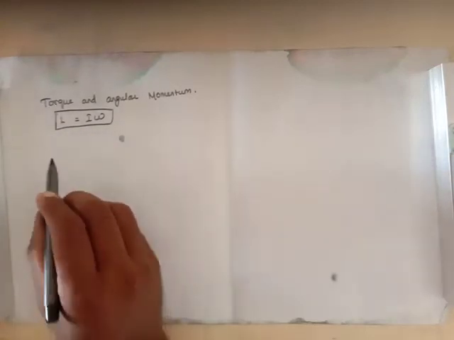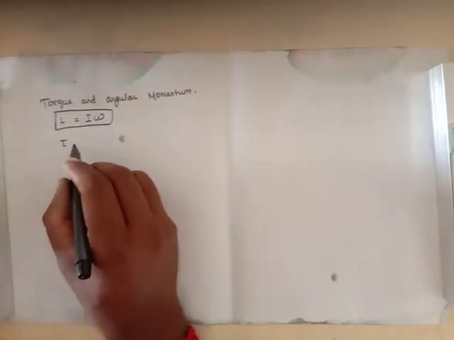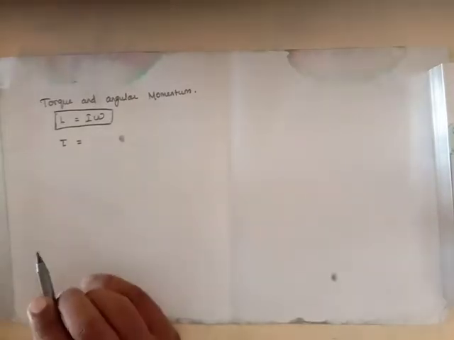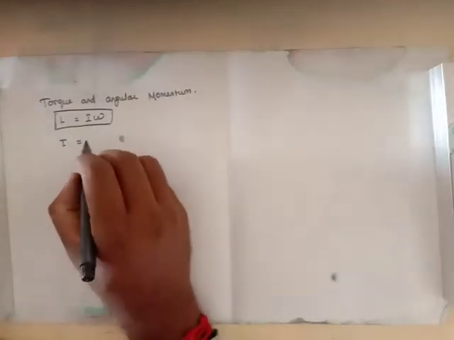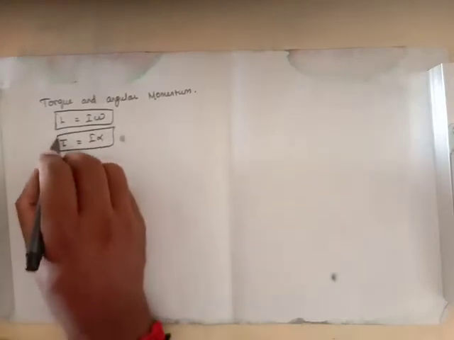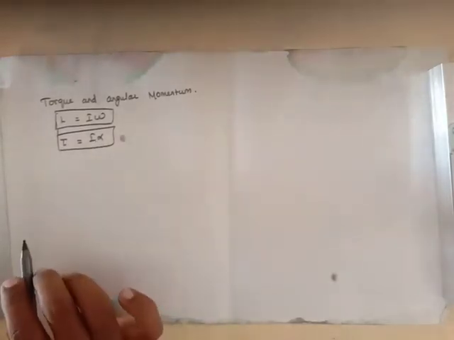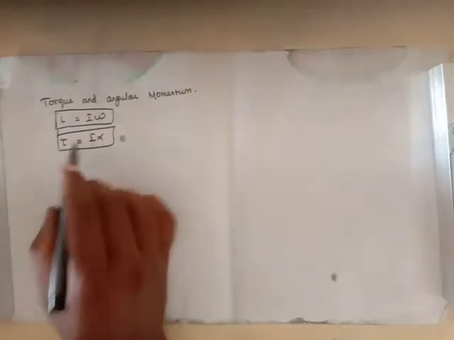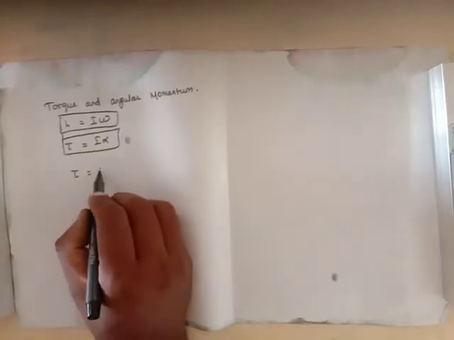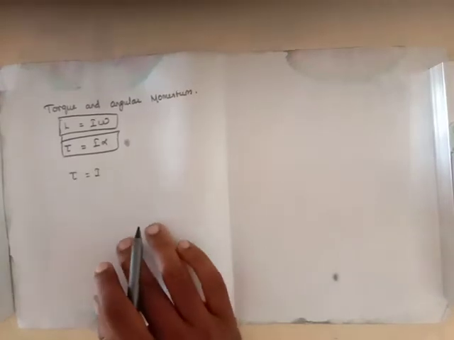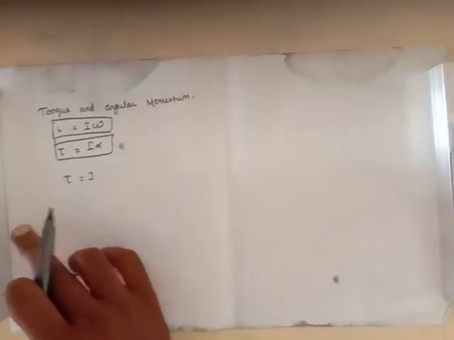Already you know the relationship between the torque and the angular acceleration, that is tau is equal to I into alpha. It is a relation between the torque and the angular acceleration. Alpha is the angular acceleration. So from this concept we can write tau is equal to I into alpha.